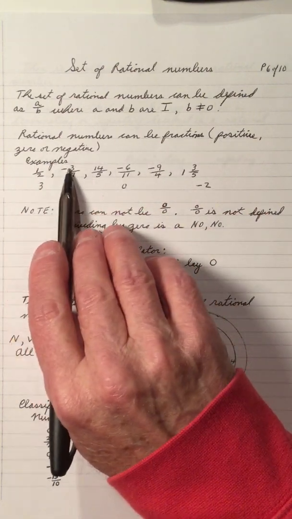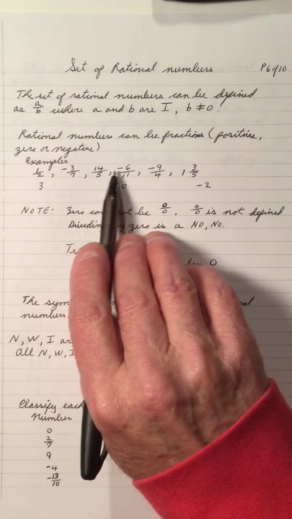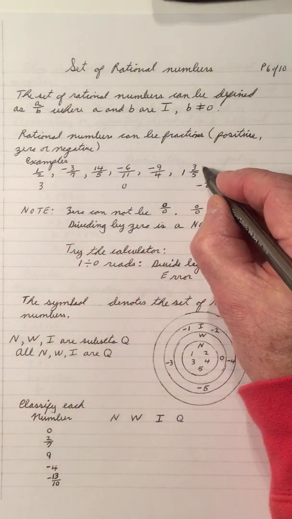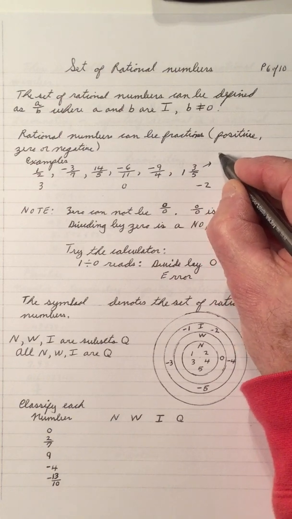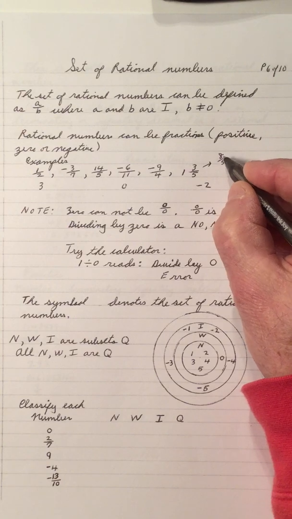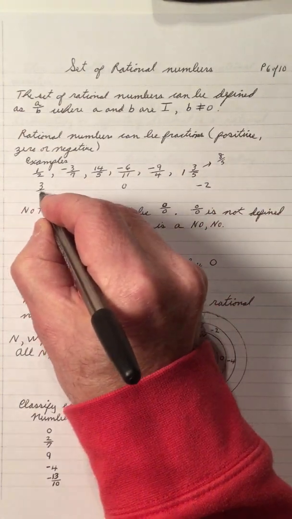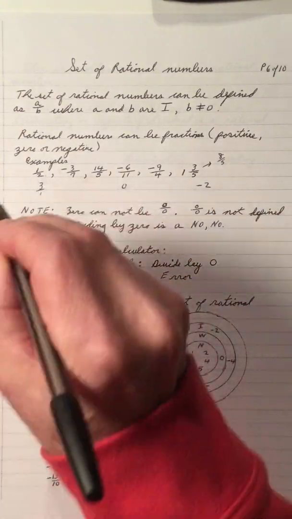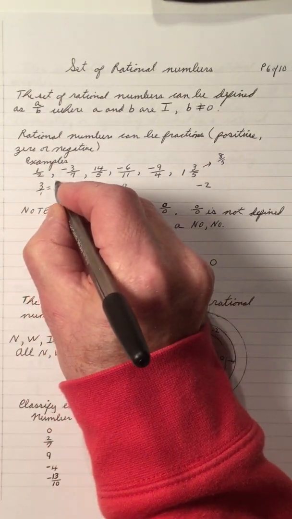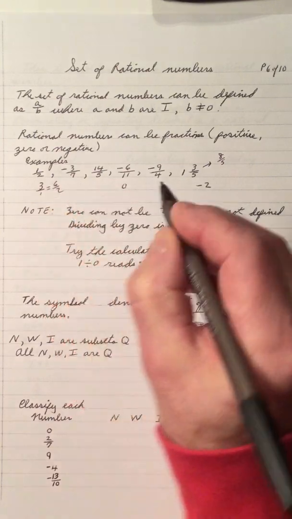A half, -3/7. And you can see these are fractions. 1 3/5 is still a fraction because it's 8/5. 1 times 5 plus 3 is 8/5. 3/1. So 3 is an integer, but it is also a fraction. 3 could be 3/1, or 6/2.